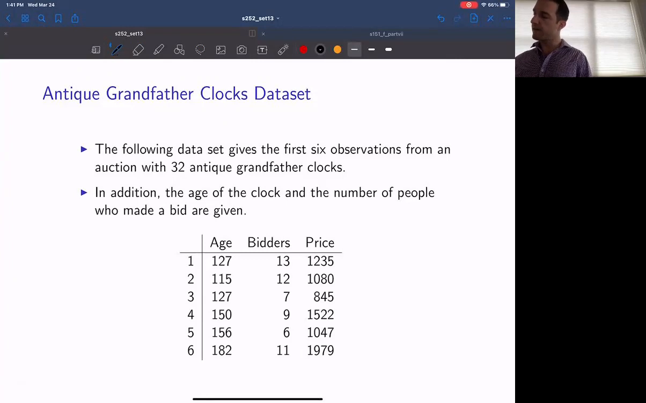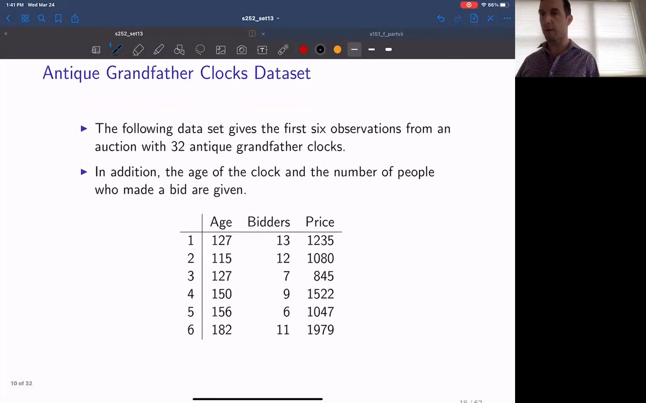All right, so in the second data set, we have 32 antique grandfather clocks. And on this slide, I'm only showing the first 6 observations. But you can see here that each observation is a triplet where we have age, bidders, price. So the age of the clock, the number of bidders, and the price.